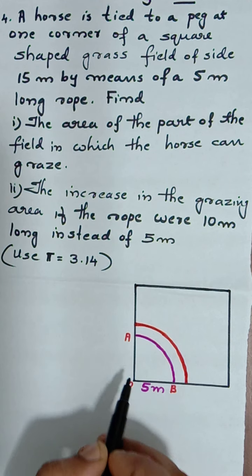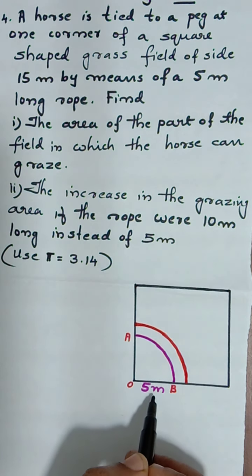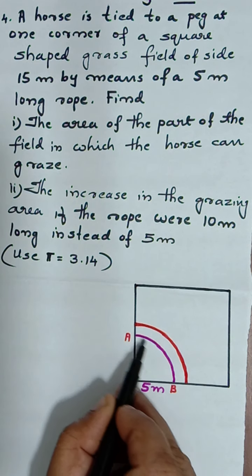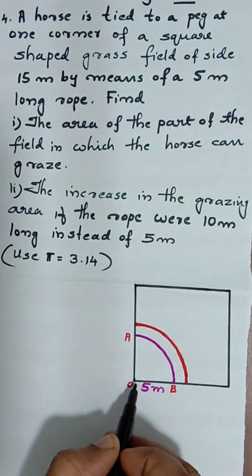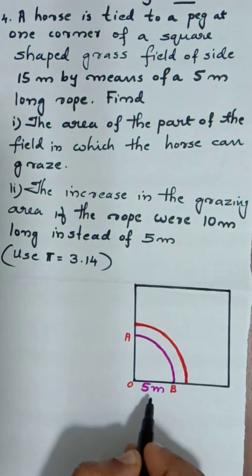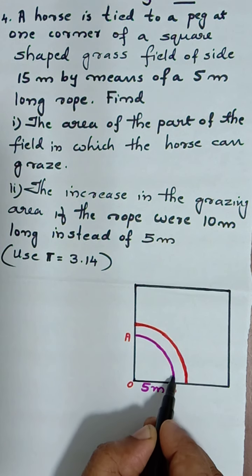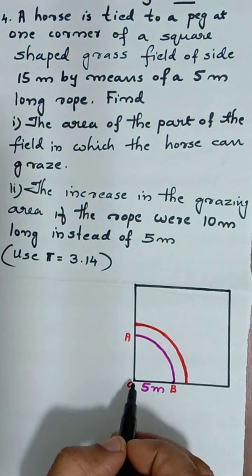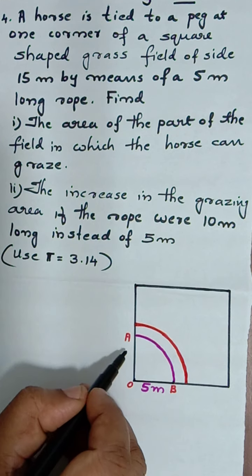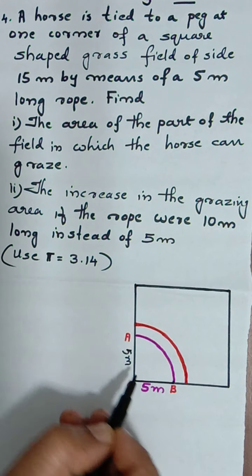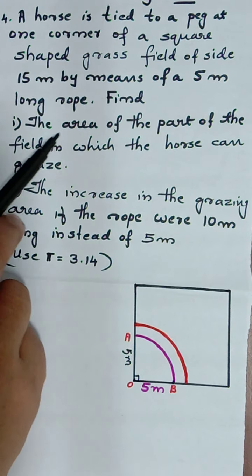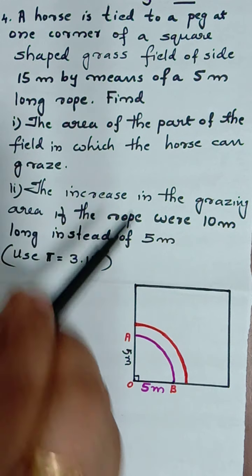So OB or OA equal to 5 meter, because this hose can move only in a circular way. So it is using the rope of length 5 meter, OB. As it is moving, it is having a circular movement. So OA also will be equal to 5 meter. Therefore, what is the angle here? Isn't it 90 degree?